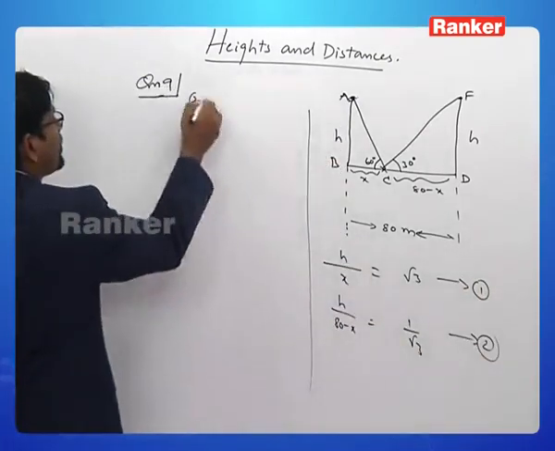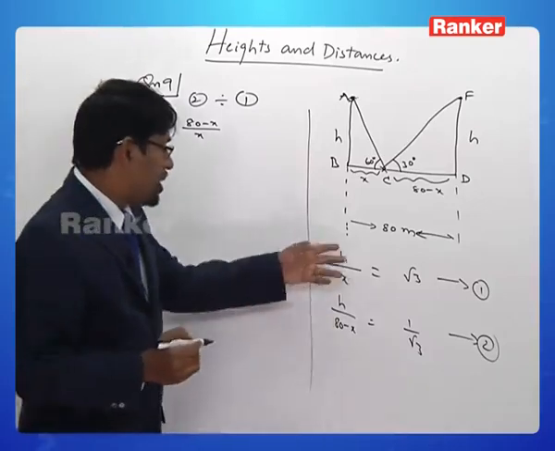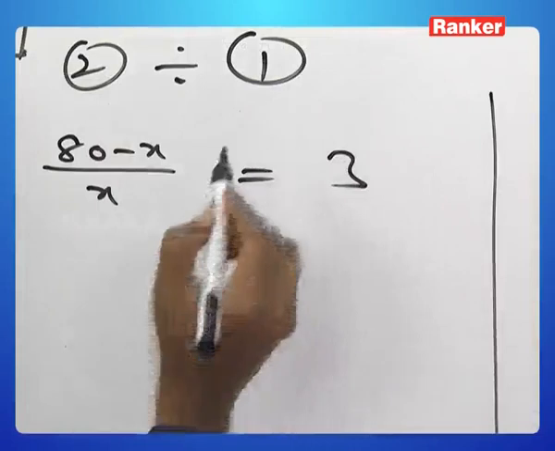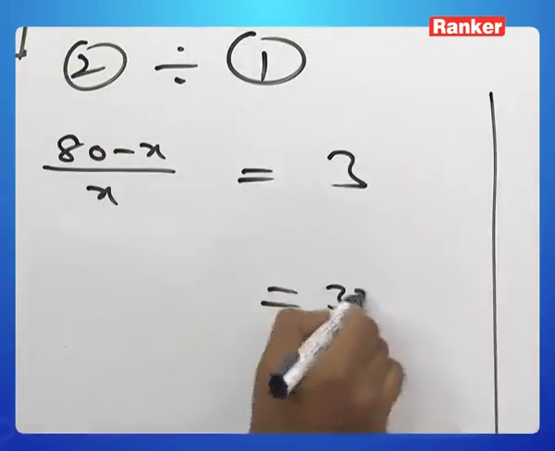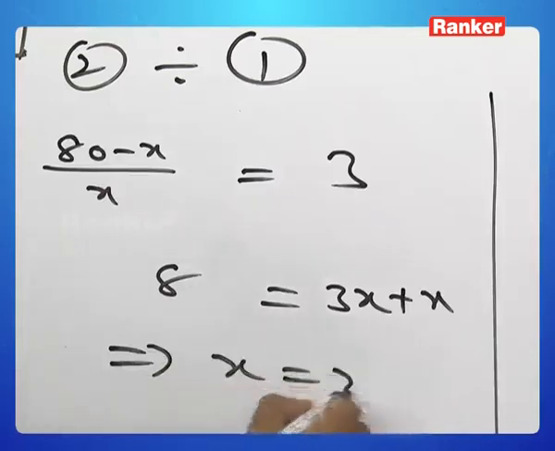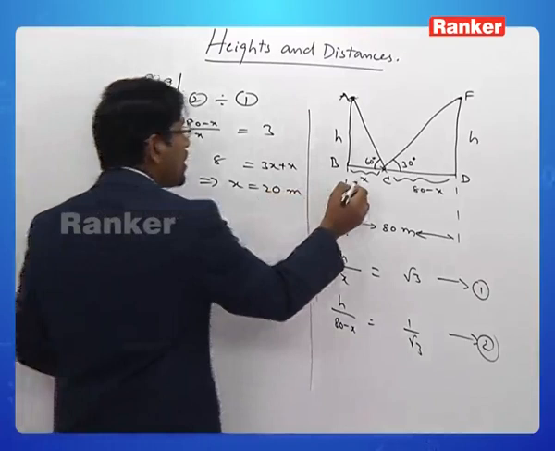80 minus x divided by x is equal to 3. So that gives me 3x plus x is equal to 80. That gives me x to be 20. So x is 20 meters. So this length is 20 meters.